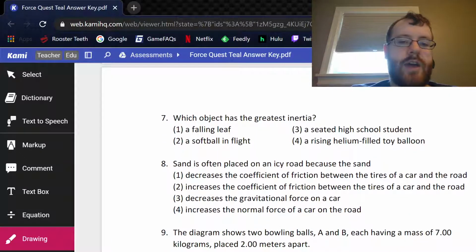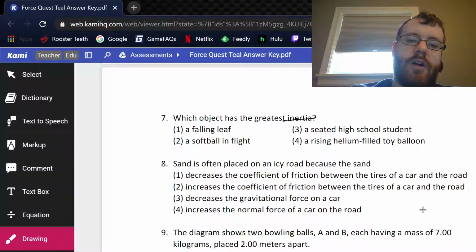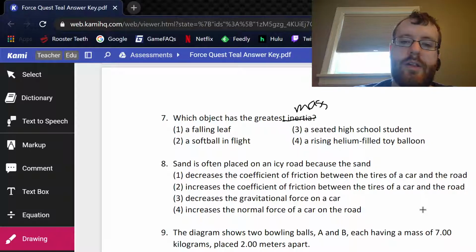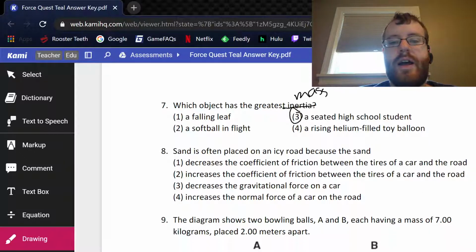Greatest inertia, again, inertia, mentally I cross out inertia and I write mass. And so the one that has the highest mass looks like it would be the seated high school student.